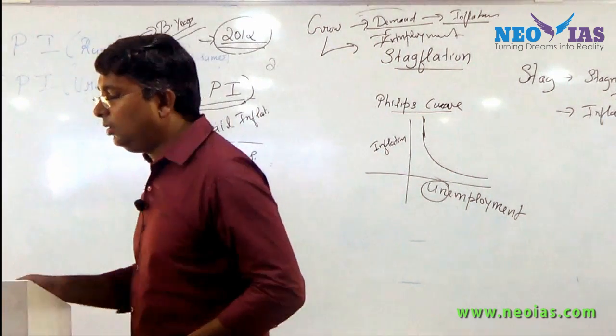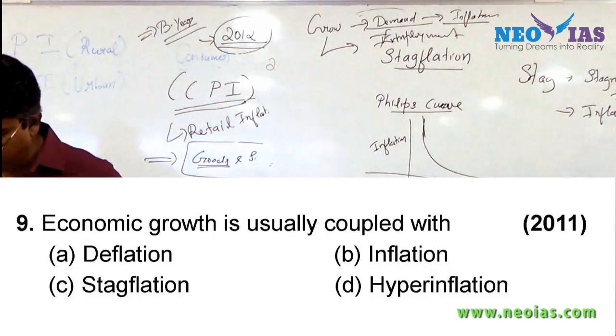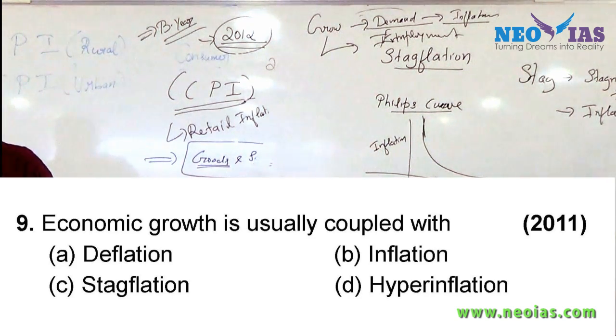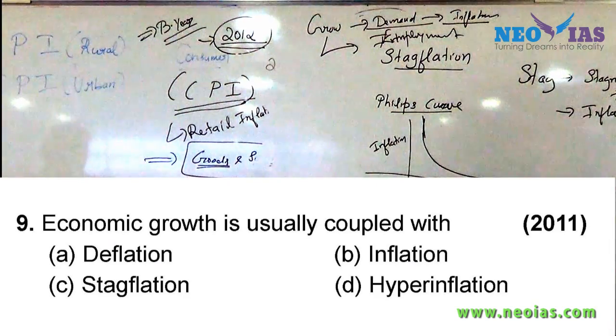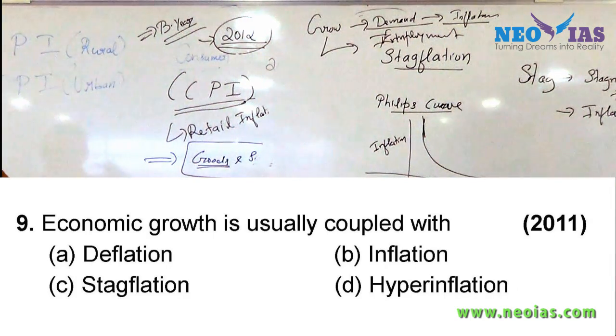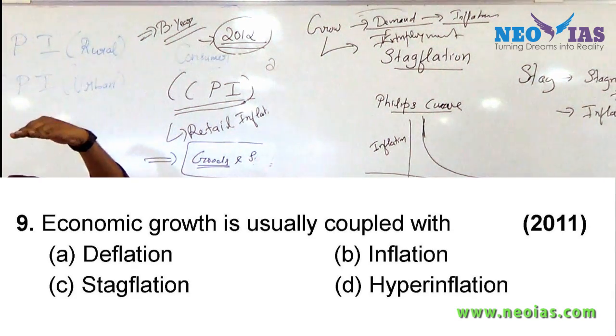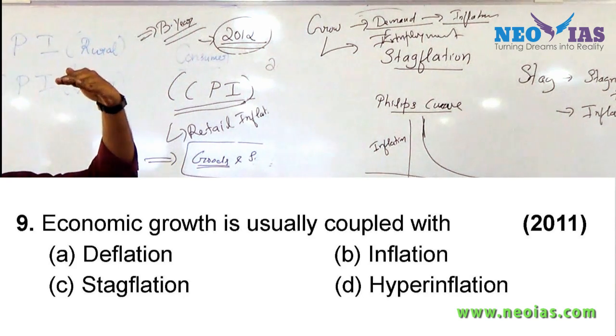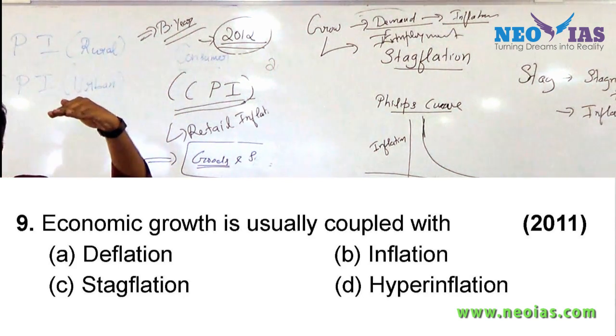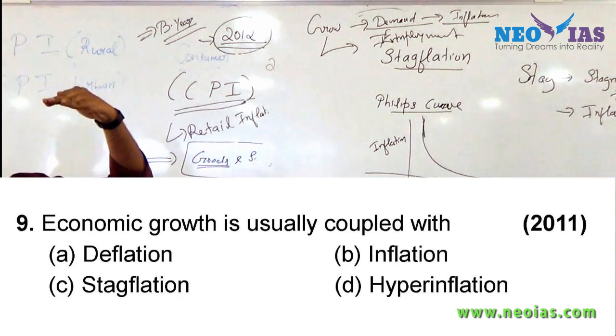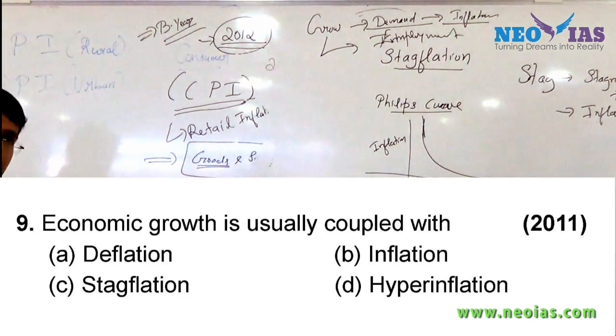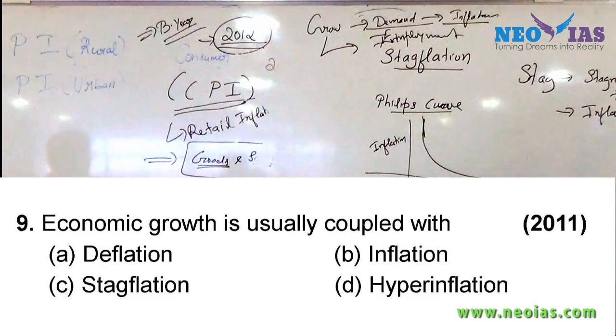Okay. There is a question related with inflation and growth. Question number 9. Economic growth is usually coupled with inflation. So when an economy grows, there will be inflation. That is the normal trend. Economic growth means there is an increase in the national output, and when there is an increase in the national output, it normally results in inflation. So just have an idea regarding that.